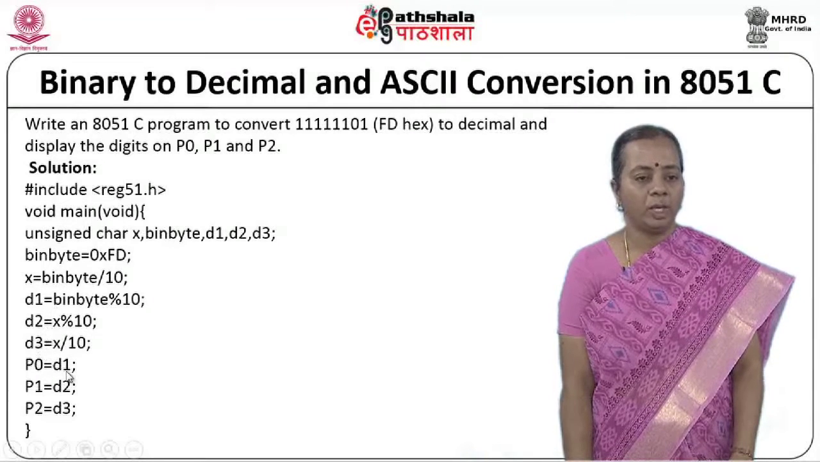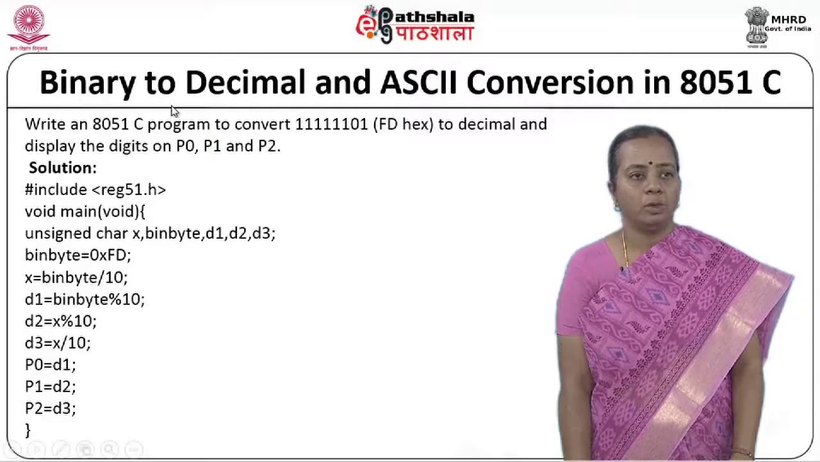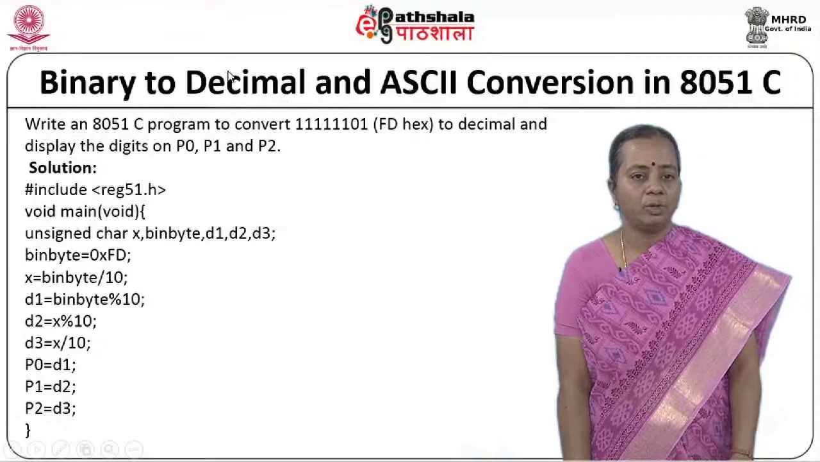Now, I am moving the value to P0, P1 and P2, so that D1 is displayed at P0, D2 is displayed at port 1 and D3 is displayed at port 2. So, now you just see this code for binary to decimal conversion.